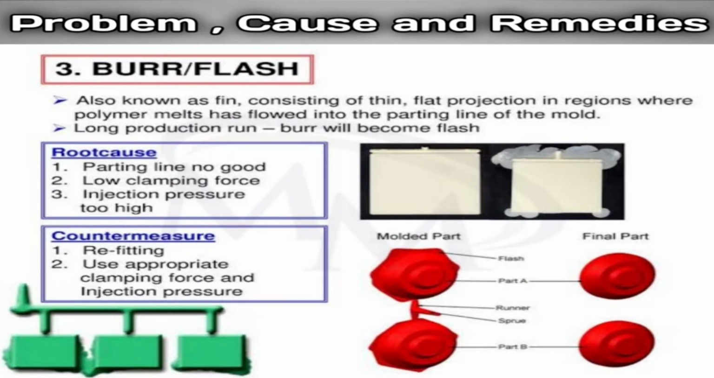Flash, also known as fin, consists of a thin, flat projection in regions where polymer melt has flowed into the parting line of the mold. In a long production run, the bar will become flash. Root cause: 1. Parting line no good. 2. Low clamping force. 3. Injection pressure too high. Countermeasure: 1. Refitting. 2. Use appropriate clamping force and injection pressure.